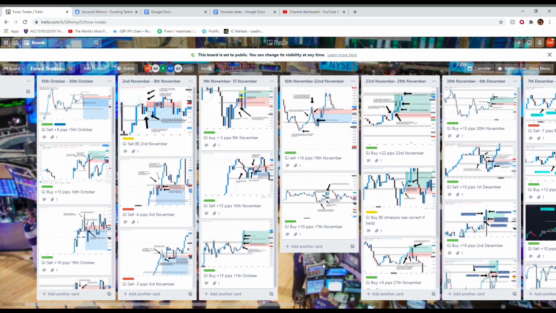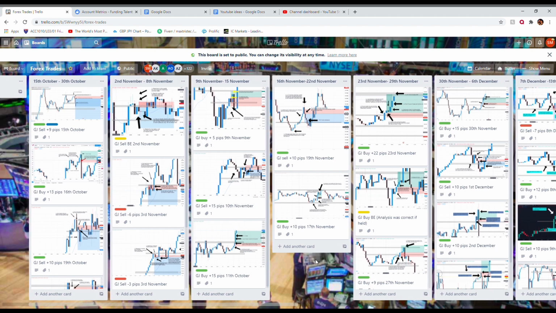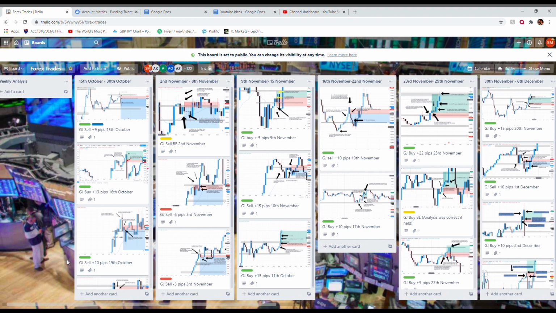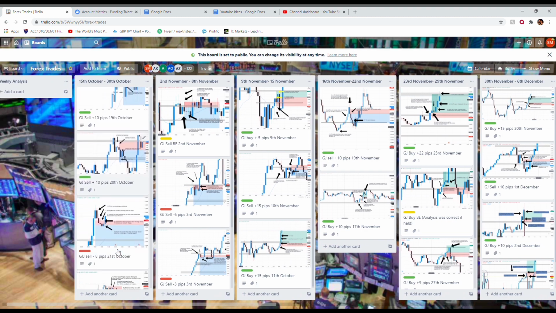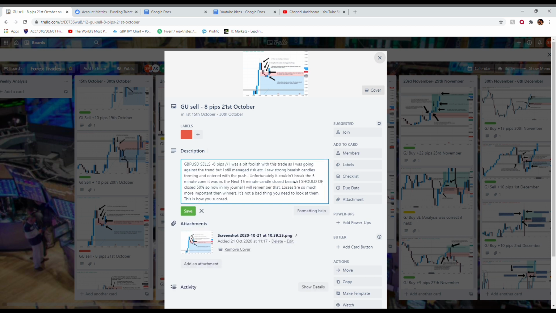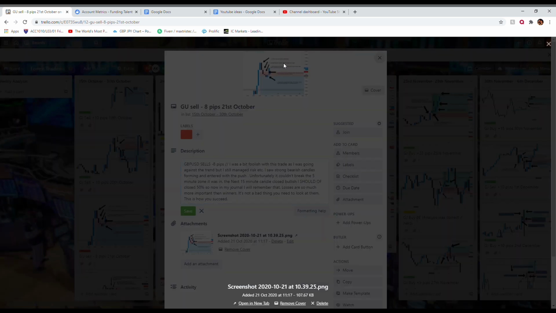There's a really good one, which I keep on documenting and showing people. I think I've shown it to a lot of people already. Let's see where it is. Here, this one. So this was GU minus 8 pips, and I talked about how fortunately it couldn't break the 5-minute zone it was in. The next 50-minute candle closed bearish. I should have closed 50%. Sorry, bearish? Do I mean bullish? Yeah, I do. I mean bullish. Let's actually change that.